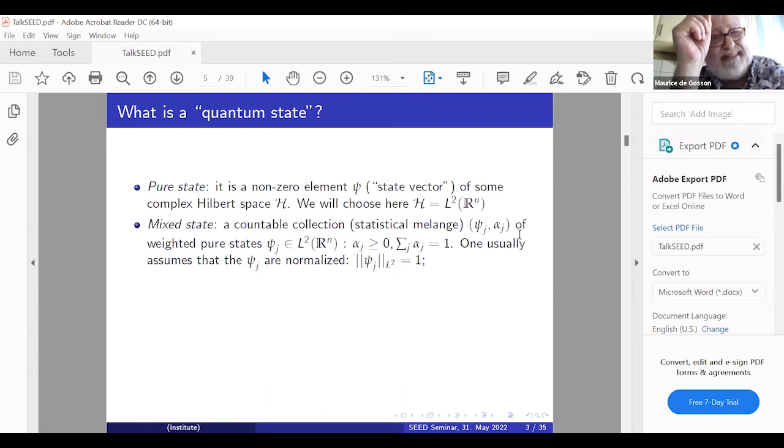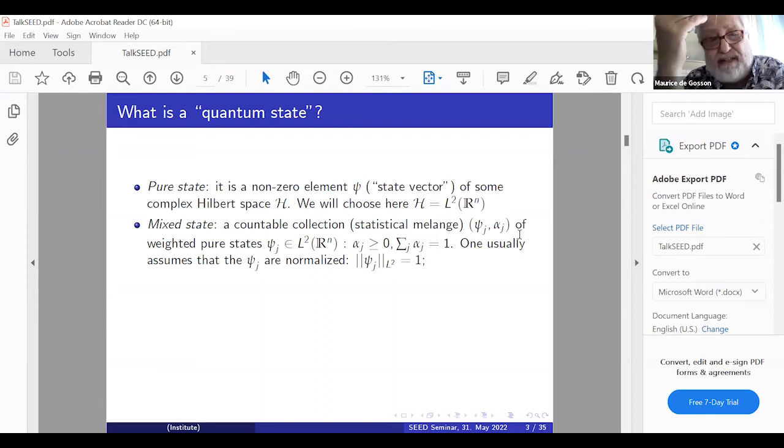It does not necessarily have to be countable. You can also take a continuum of pure states. It's a statistical mélange of weighted pure states, psi j, normalized to one, by coefficients alpha j, whose sum is equal to one. So it's a convex sum of pure states.